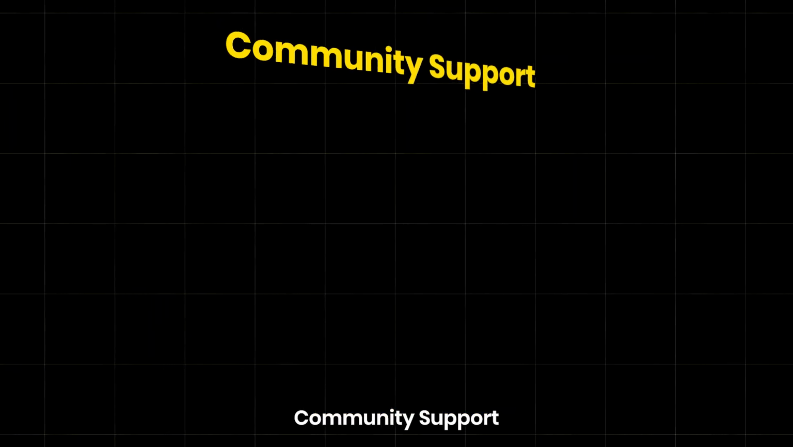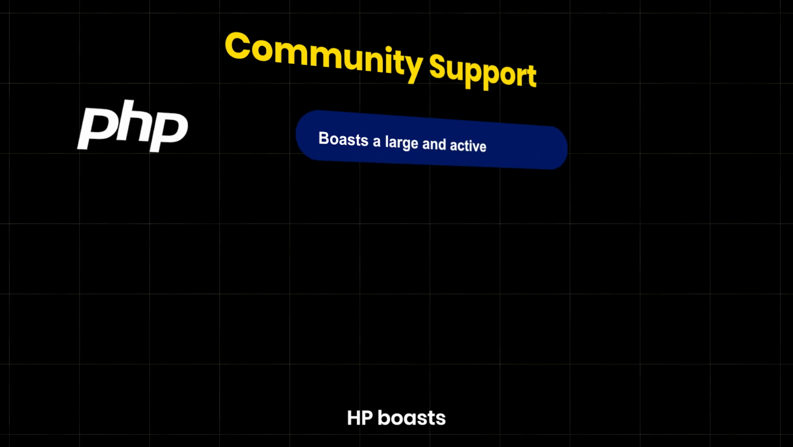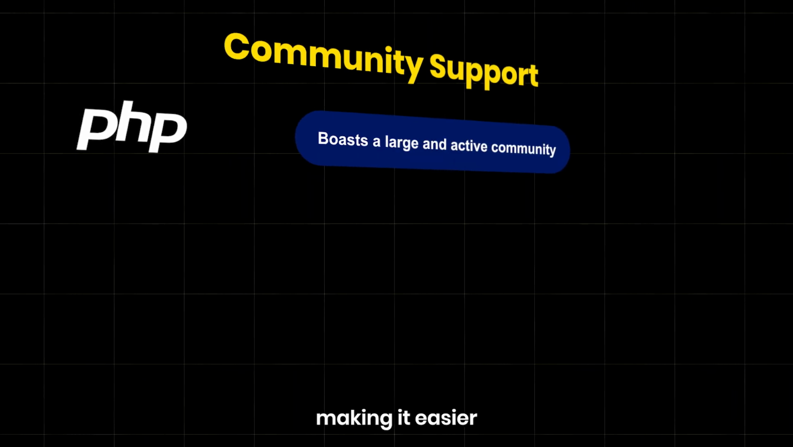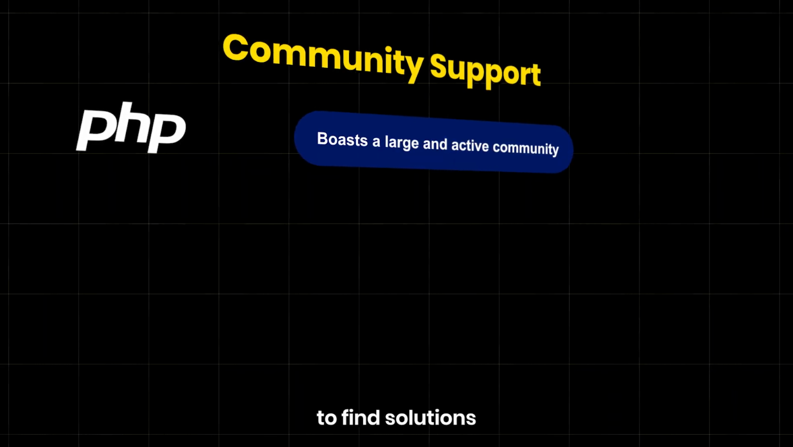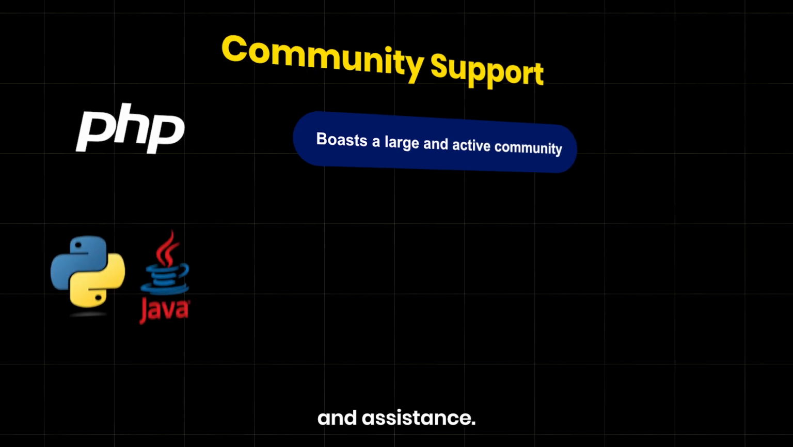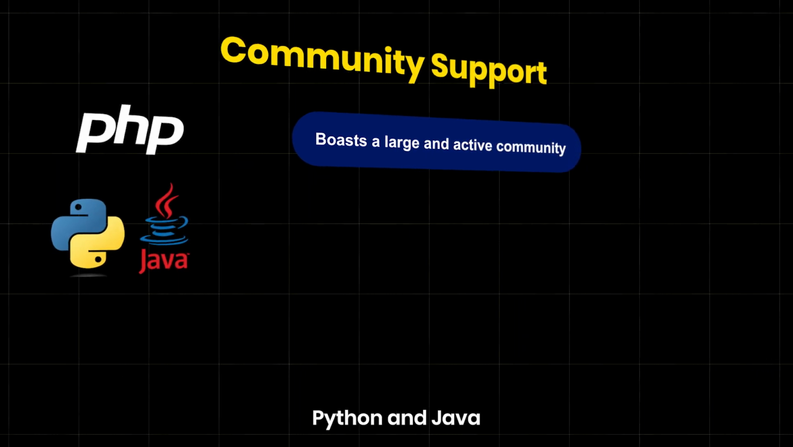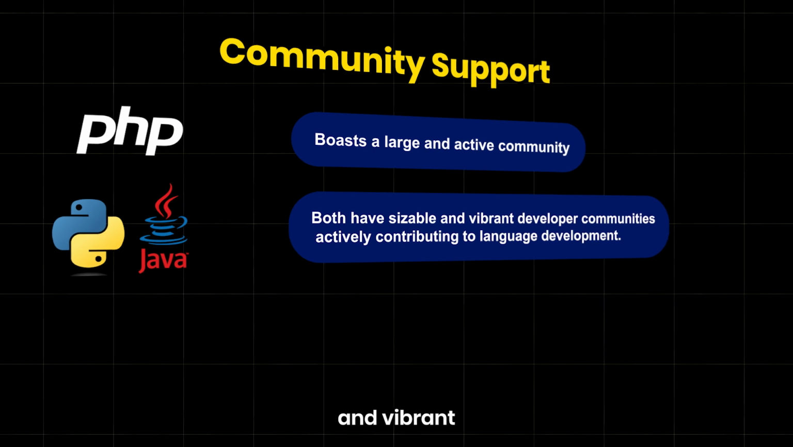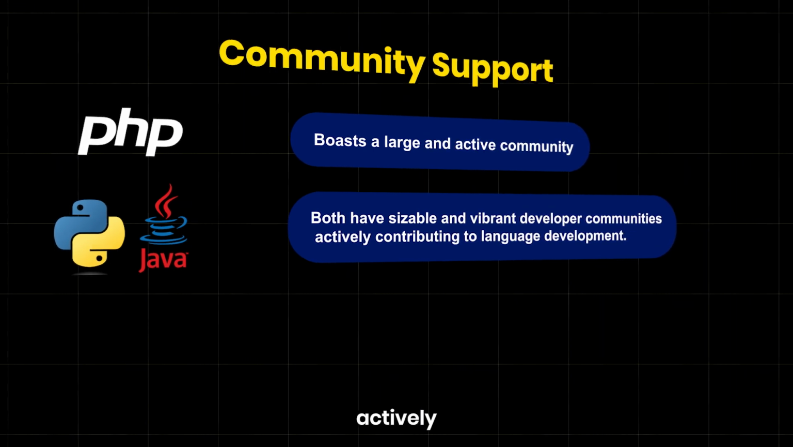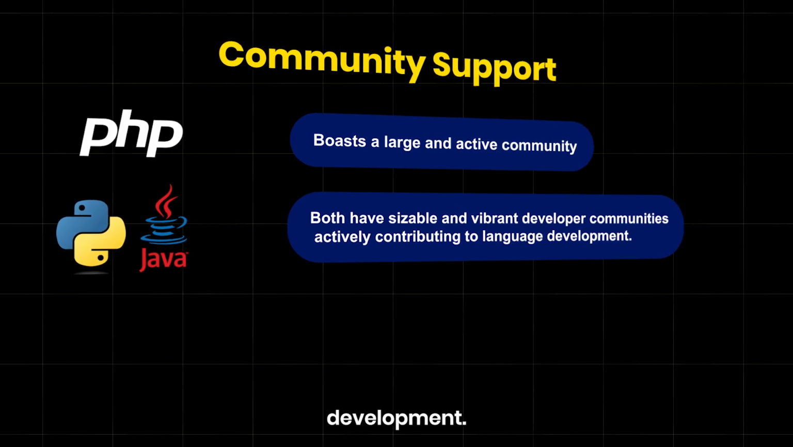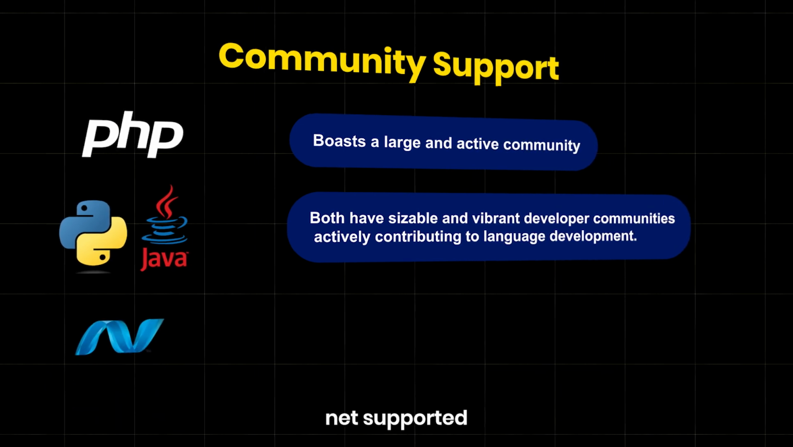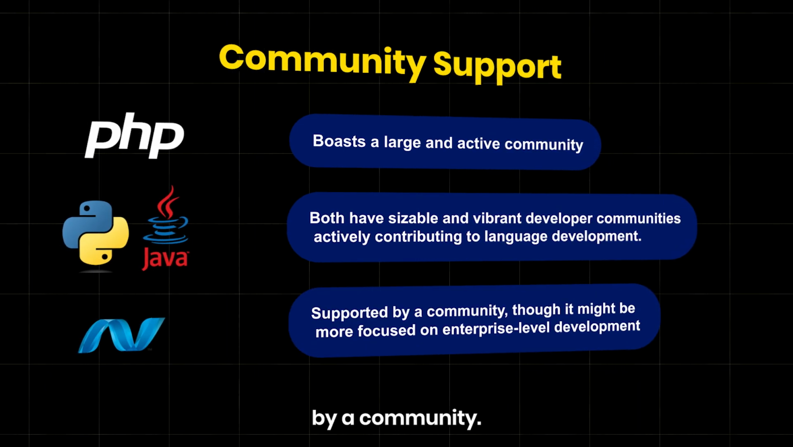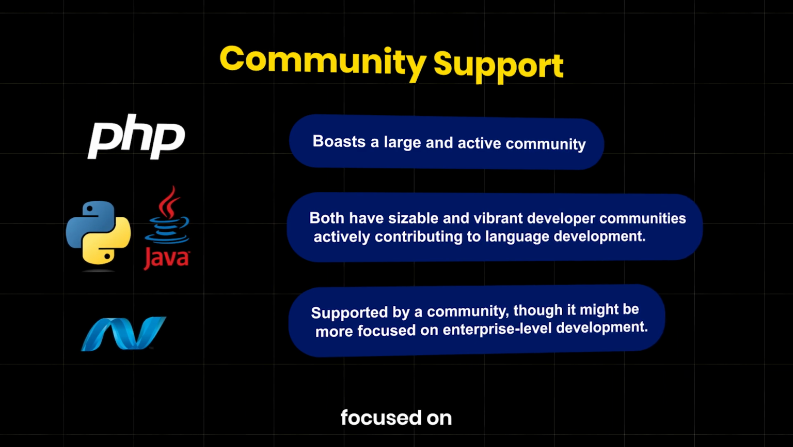Community support. PHP: boasts a large and active community, making it easier to find solutions and assistance. Python and Java: both have sizable and vibrant developer communities, actively contributing to language development. ASP.NET: supported by a community, though it might be more focused on enterprise-level development.